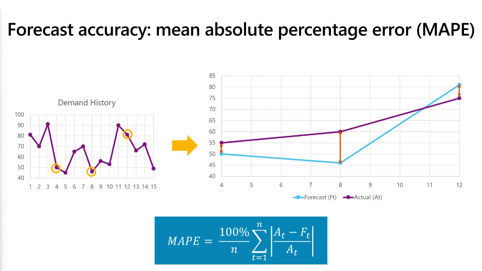MAPE is expressed as a percentage, as indicated on the equation on the screen here. The lower the value is, the more accurate our forecast likely is. In general, a MAPE of 20% or less would be pretty good, but 10% of course would be even better. The best MAPE value that you can achieve is going to be very dependent on the amount of your data and how volatile the values are.